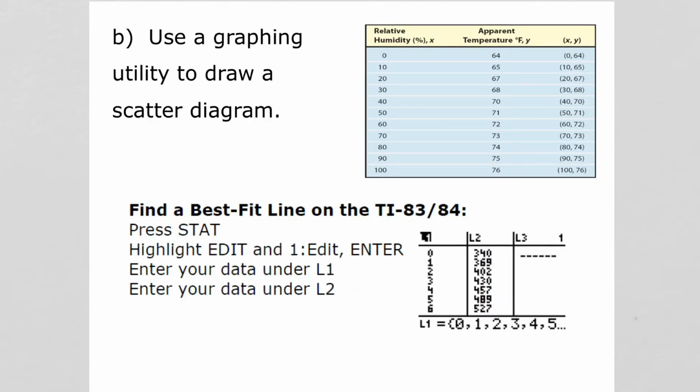So use a graphing utility to draw a scatter diagram. And I've got your directions written out here for you. Press Stat and then go over to Edit. Hit Enter. Under L1, you're going to put in your X values. Under L2, you're going to put in your Y values. As you can see, this does not match, but you get the idea.